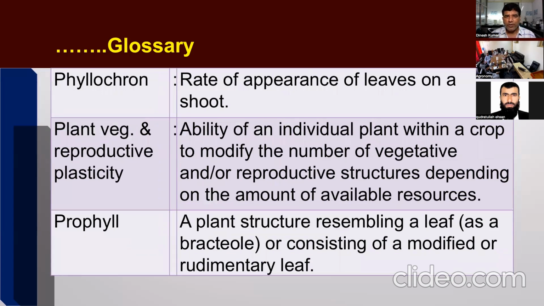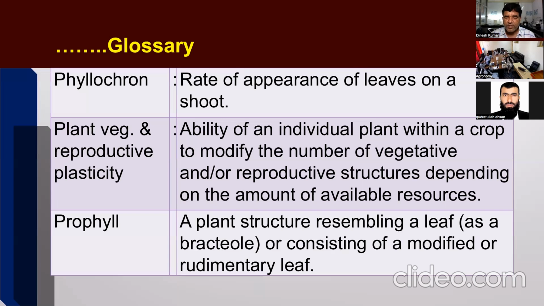Now, phyllochron: the rate of appearance of leaves on a shoot, meaning how many leaves can originate on one plant in 1 week or 10 days. That is called phyllochron. Plant vegetative and reproductive plasticity means flexibility. It is the ability of an individual plant within a crop to modify the number of vegetative and reproductive structures depending on the amount of available resources.